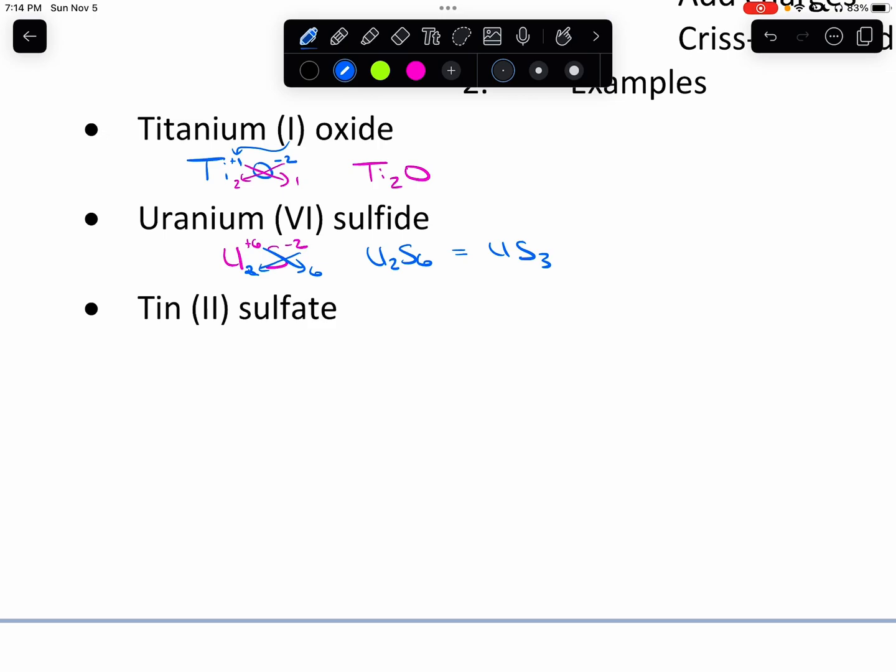All right. And let's do our last one. This time we have Sn. It is +2. Remember, it came from that 2 right there. Then we have sulfate, which is SO4, and it's -2. If you're like, hey, Miss Griffith, I already got this. They are going to crisscross and reduce. You are correct. It's SnSO4.